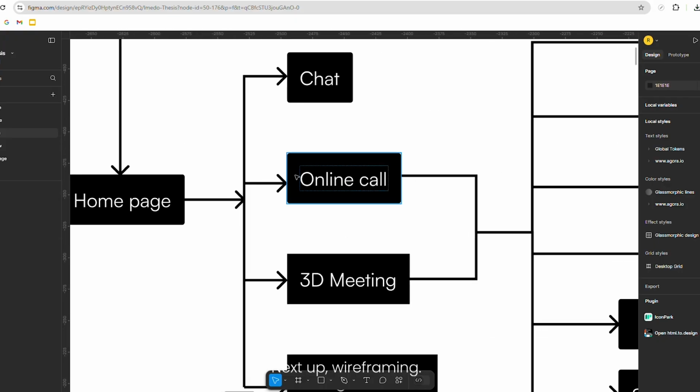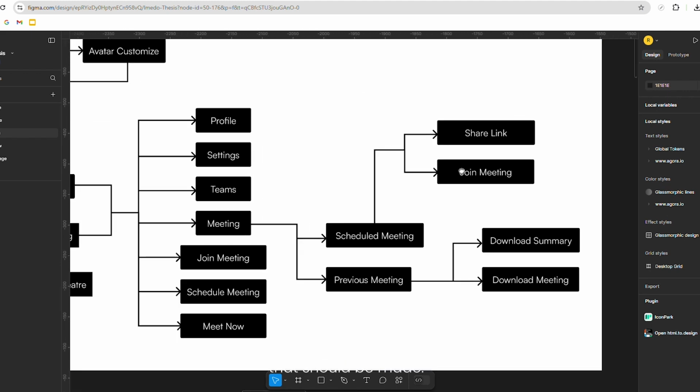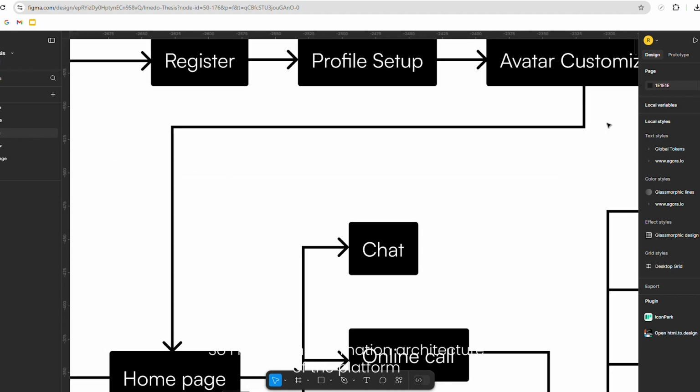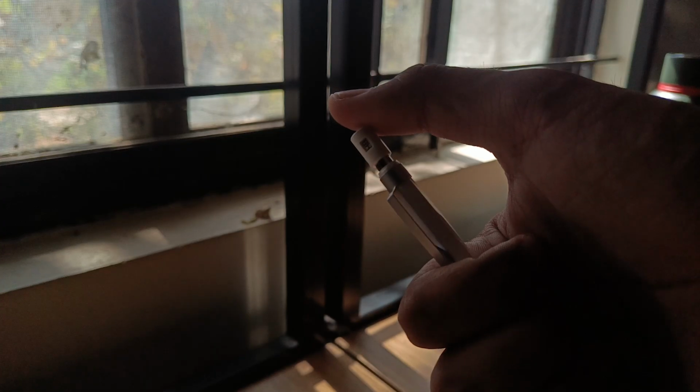Next up, wireframing. Before diving into the wireframing part, I have to decide which are the pages that should be made. So I made an information architecture of the platform, and with the pages written down, I started sketching the ideas.